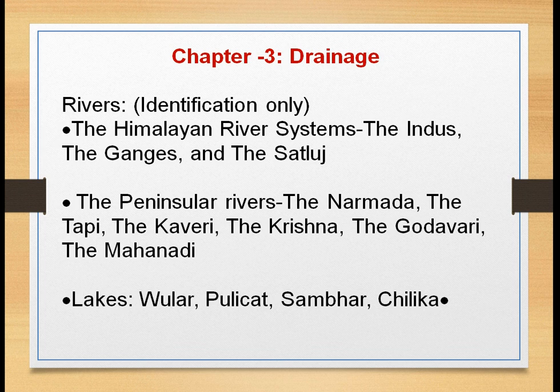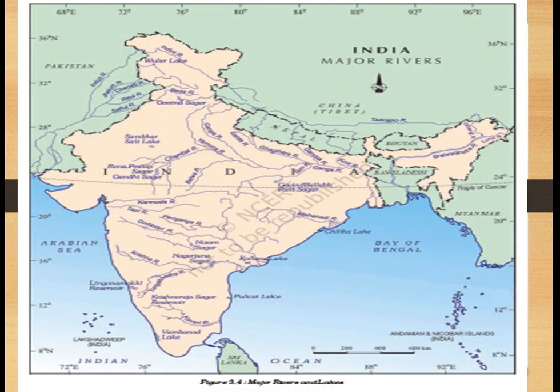Peninsular rivers: Narmada, Tapi, Kaveri, Krishna, Godavari, the Mahanadi. Lakes can be there: Wular, Pulicat, Sambhar, and Chilika. Next, this is the map of major rivers. Again, I am highlighting here. Please see, I mark this point, the Ganges, up to here, right?